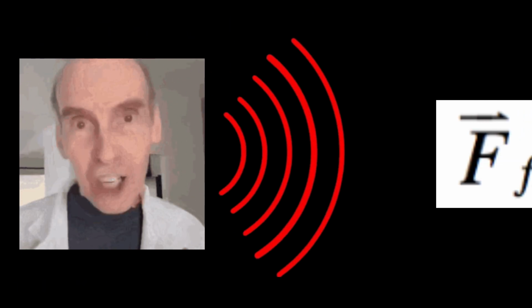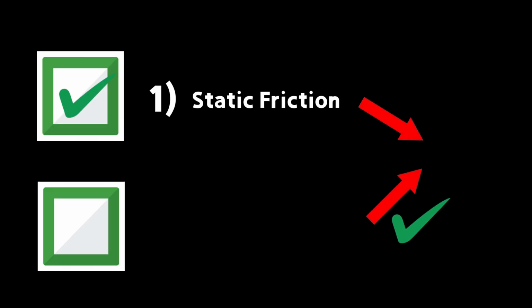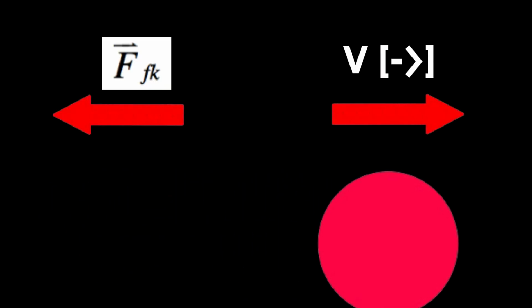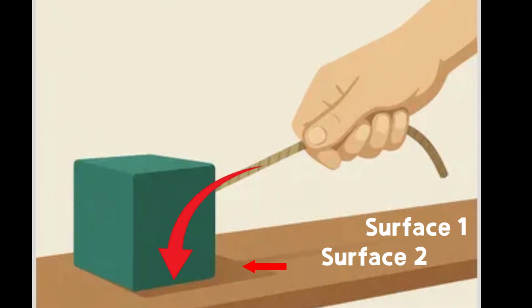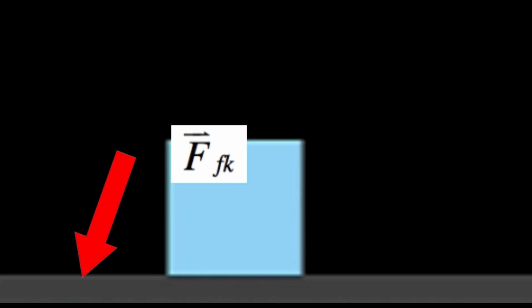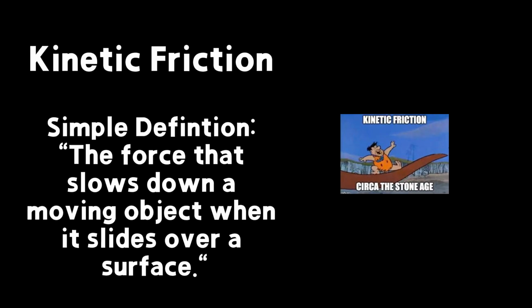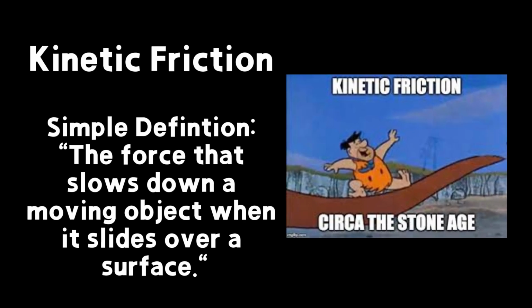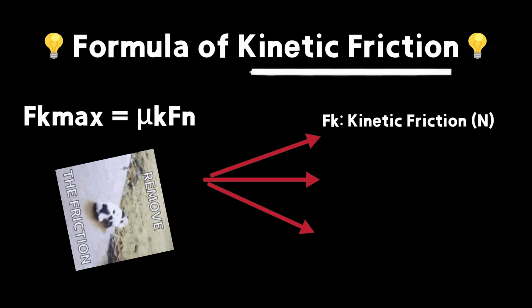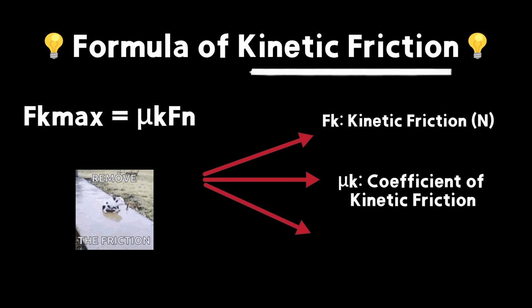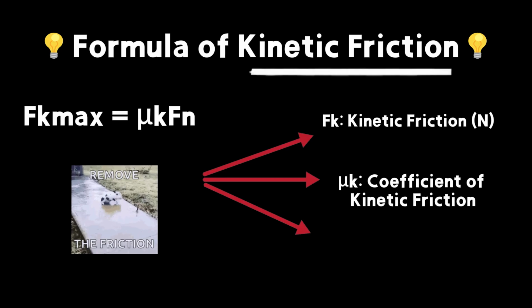Speaking of kinetic friction, that brings us to our second type of frictional force. Kinetic friction, also called sliding friction, is the force that opposes motion when two surfaces are already moving against each other. It acts between surfaces in contact, parallel to the surface, opposite to the direction of motion. A simple definition of this force is the force that slows down a moving object when it slides over a surface. The formula for kinetic friction is Fk = μk × N, where Fk is the kinetic frictional force, μk is the coefficient of kinetic friction, and N is again the normal force acting upwards.